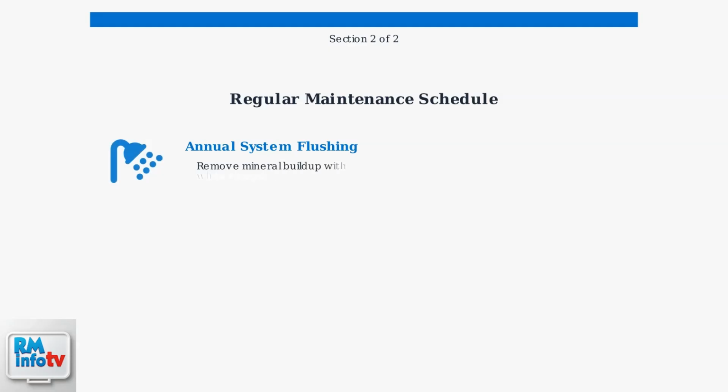Now let's discuss the regular maintenance practices that will keep your tankless water heater running efficiently and prevent most of these problems. Annual system flushing is crucial, especially in hard water areas. Use a white vinegar solution to remove mineral deposits that can reduce efficiency and cause overheating.